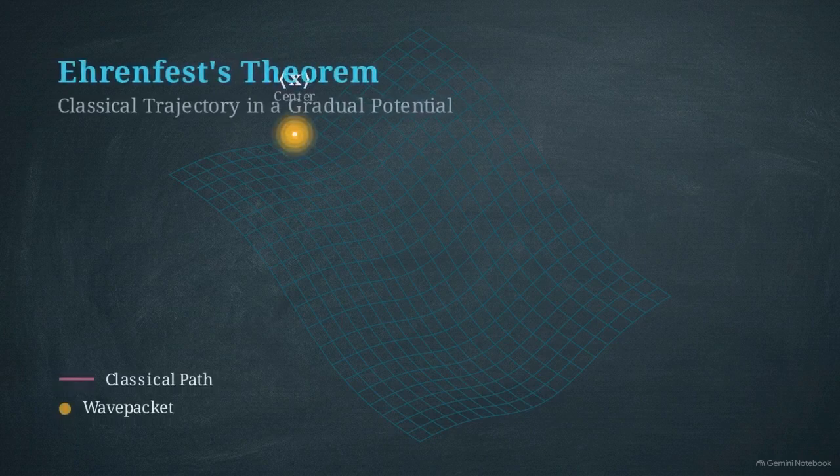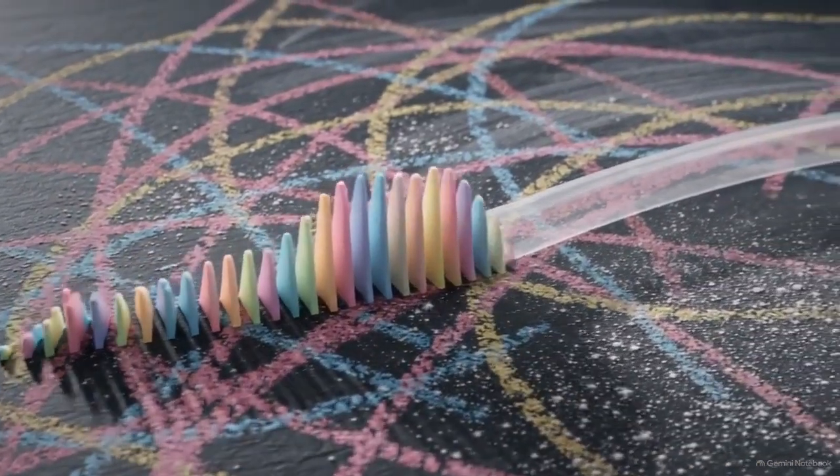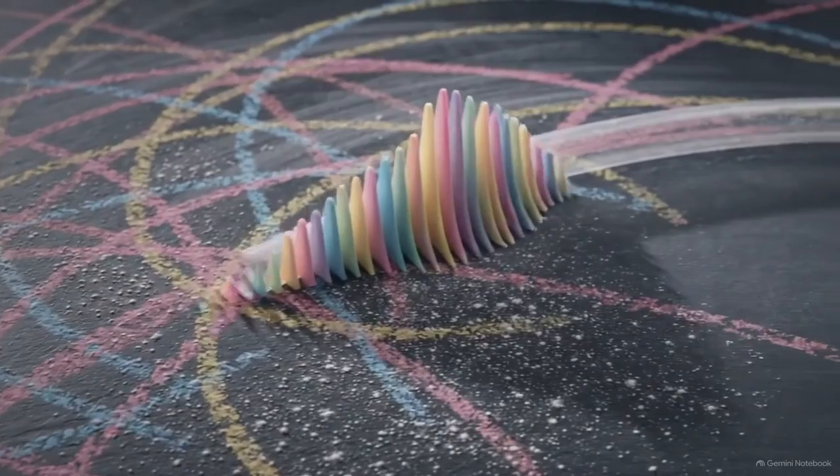When the environmental potential changes gradually compared to the wave packet, the packet's center perfectly traces a classical trajectory. Classical reality emerges as the macroscopic consequence of countless stationary quantum states interfering with one another.